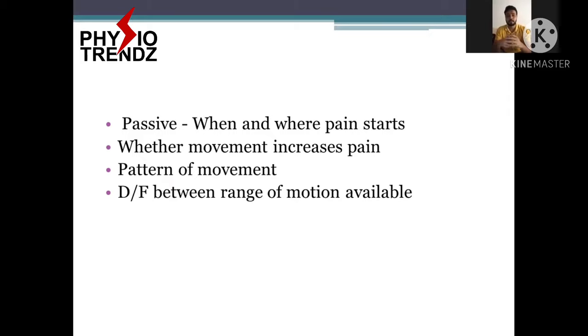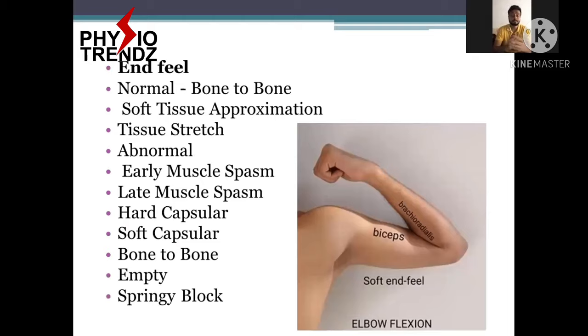In the same way, the next thing to find out is end feel. End feel is the end sensation that a physiotherapist gets whenever performing passive range of motion in a particular joint. Normally the end feel can be of three types. It can be bone to bone, like what we get in elbow extension; soft tissue approximation, like we get in elbow flexion; or tissue stretch, like we get in most of the range of motion of the shoulder joint. Abnormal end feels can be early muscle spasm, late muscle spasm, hard capsular, soft capsular, bone to bone, empty end feel, and springy block end feel.